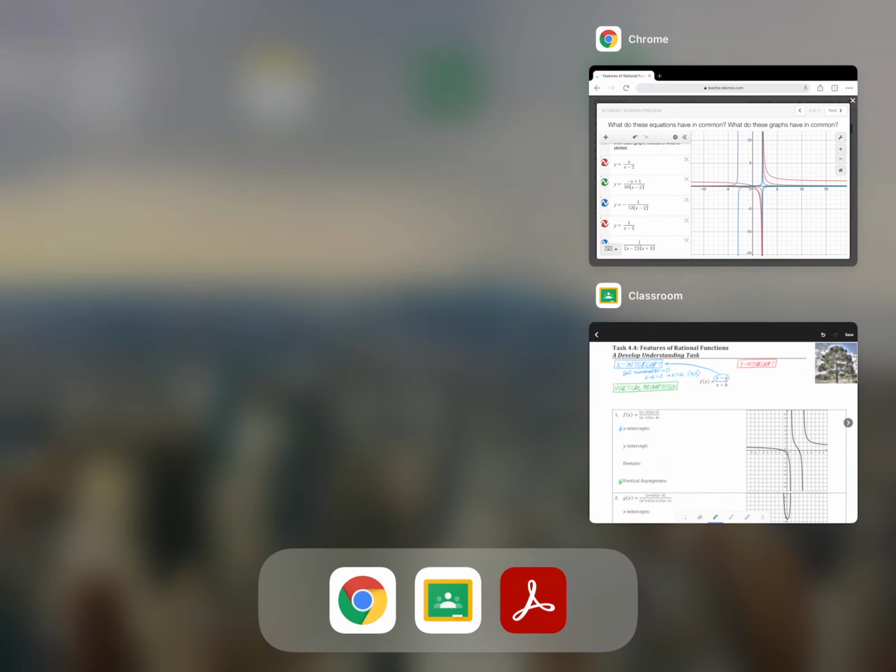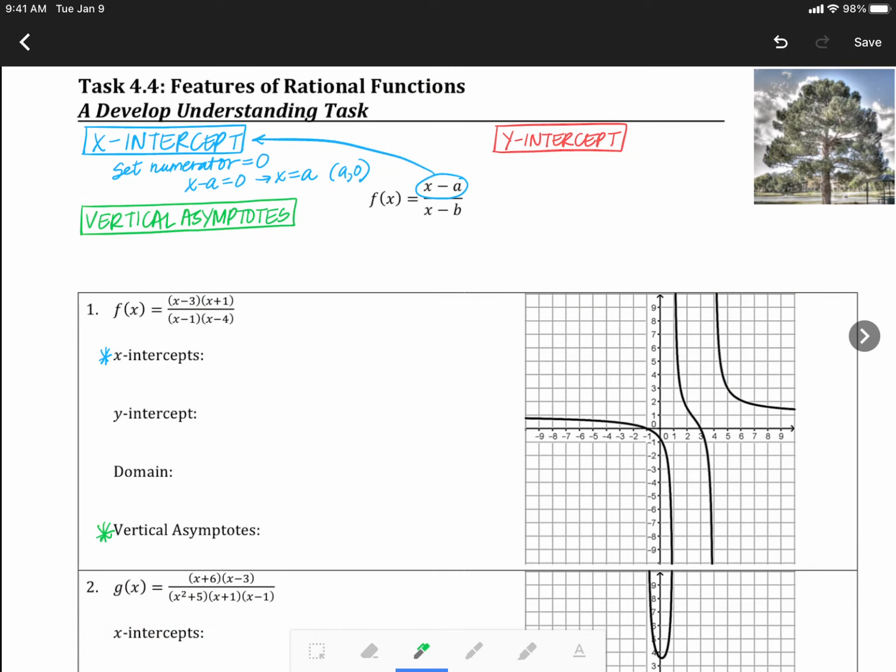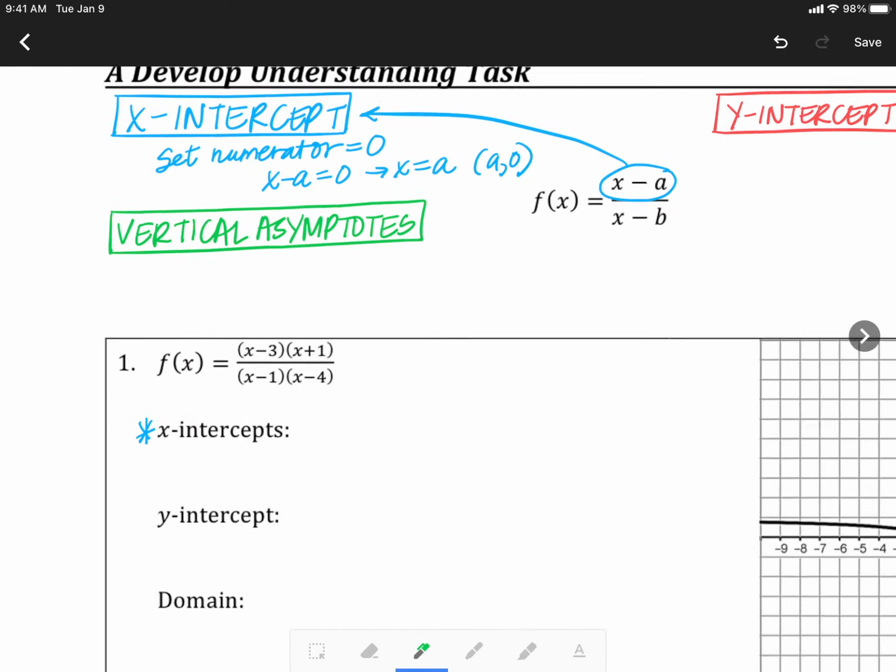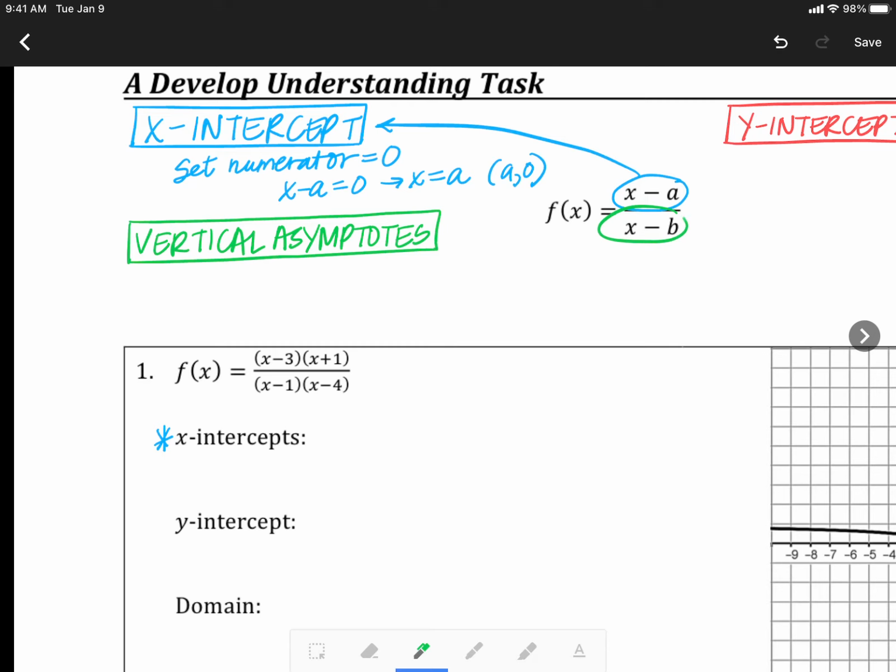So how do we find vertical asymptotes? We do the same thing we did for x-intercepts, but this time we're looking at the denominator. So we're looking at our denominator, and we are setting the denominator equal to 0.